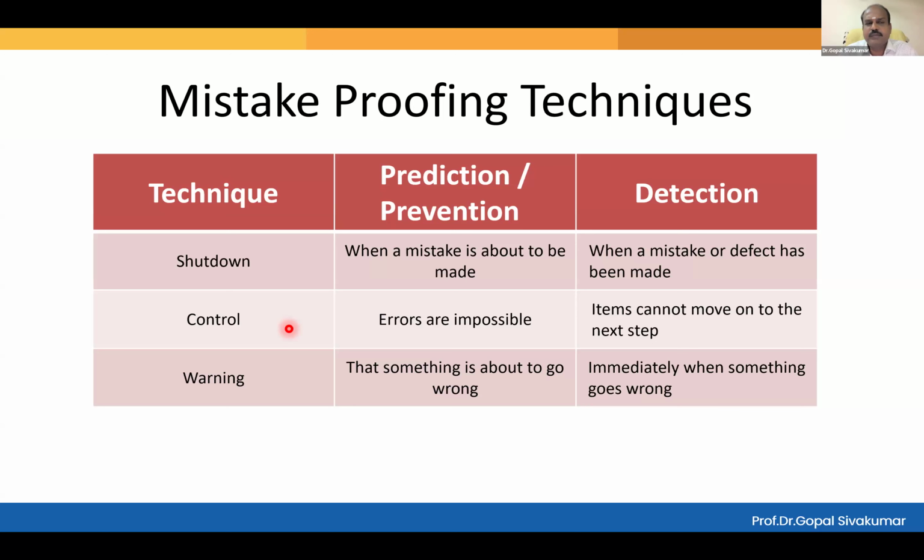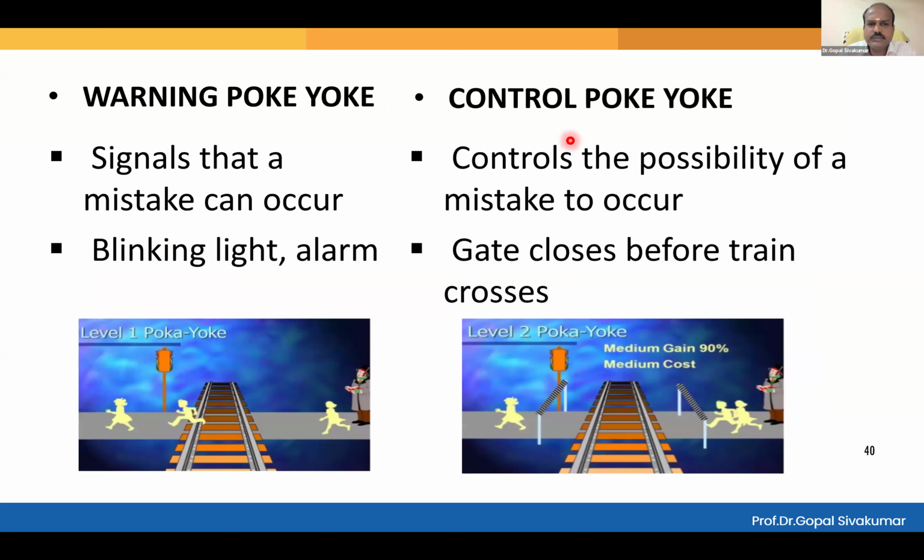But if you don't wear a seat belt, then you can see the buzzer coming. That's a kind of warning poka-yoke. So the more poka-yokes in your line, in your process, the lesser the chances of failures happening. Agreed? So that's the idea.